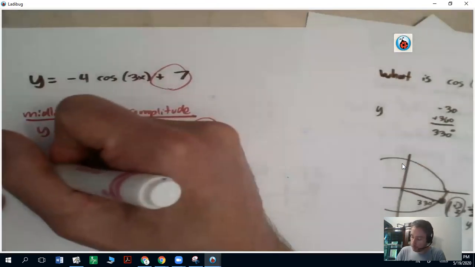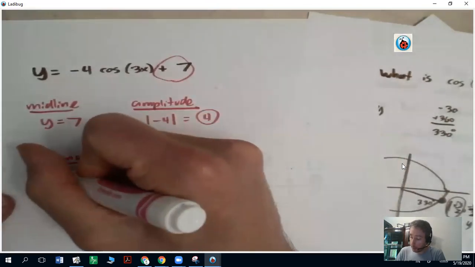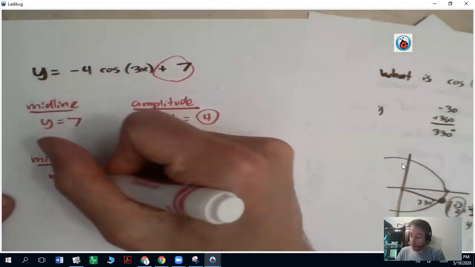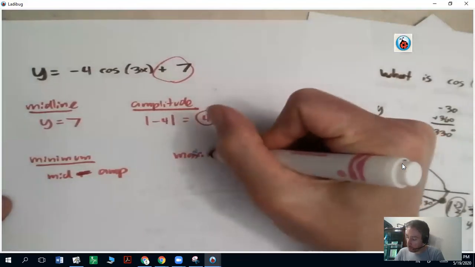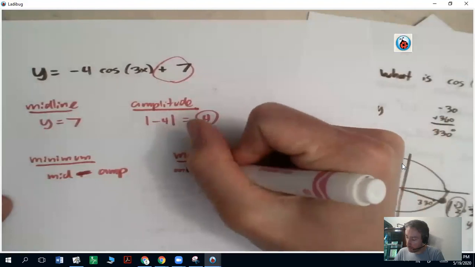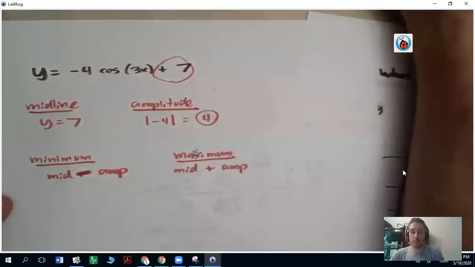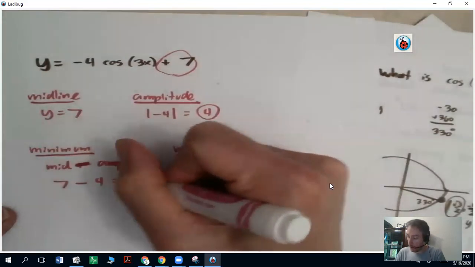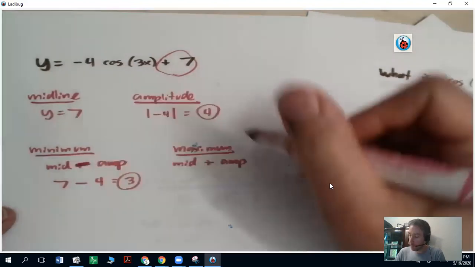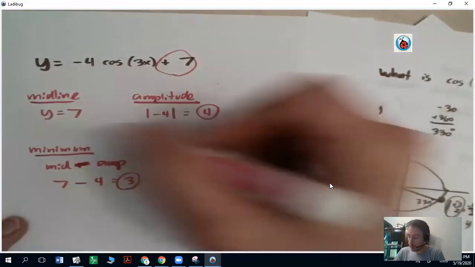Your minimum is going to be your midline minus your amplitude, and your maximum is going to be your midline plus your amplitude. So the midline being 7, that's going to be 7 minus 4. Your minimum value will be 3. Your maximum would be 7 plus 4, which is 11. So we got those 4 things.